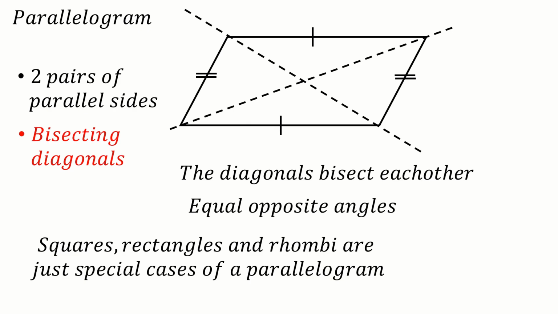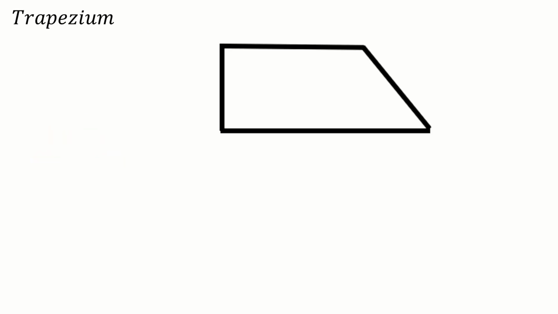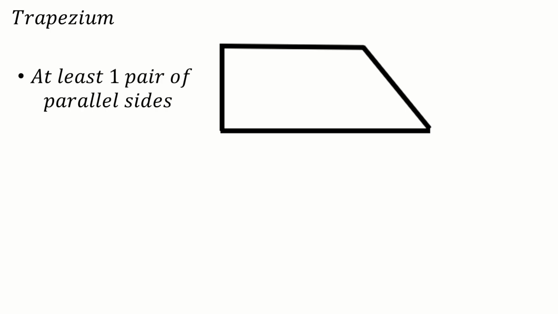Just special cases there. Trapezium is the last one. Now, there's a bit of a disagreement as to the definition of a trapezium, but I think what's called the inclusive definition, which is at least one pair of parallel sides. So it could have two pairs, in which case it becomes a parallelogram, which means, of course, that parallelograms are just special cases of trapeziums, or it could just have one, like the one we're looking at here.